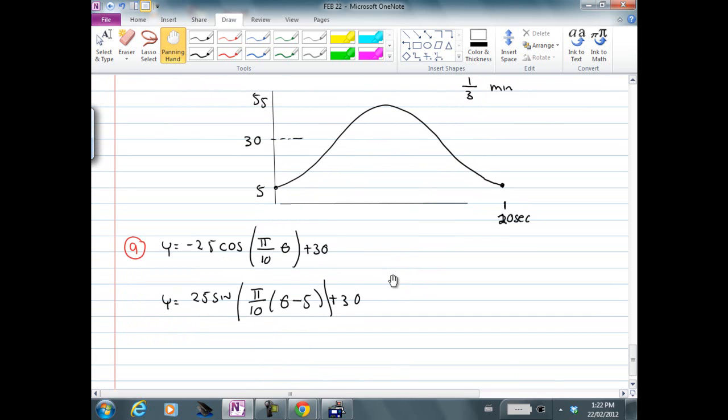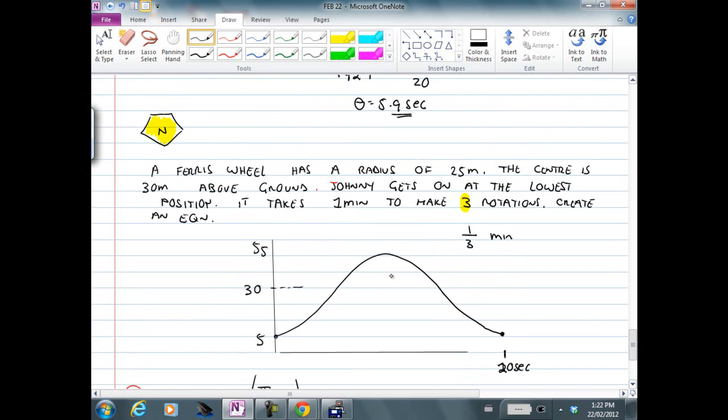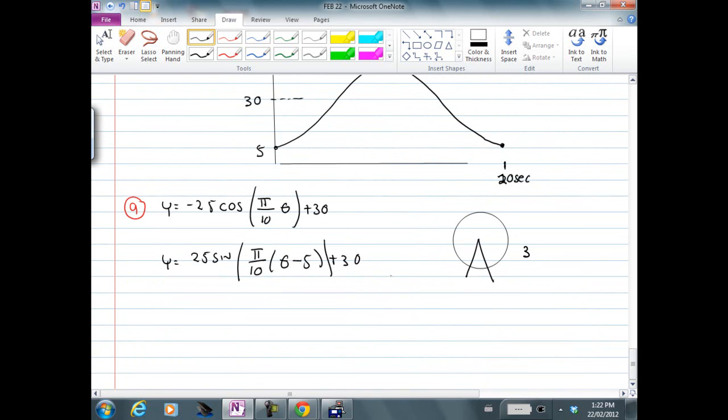Here's my Ferris wheel. Okay. 30 meters is the center. 30 is from here to here. But the radius is 25 meters only from here to here. So which means this bottom piece has to be 5. That's where it is. For the sign?